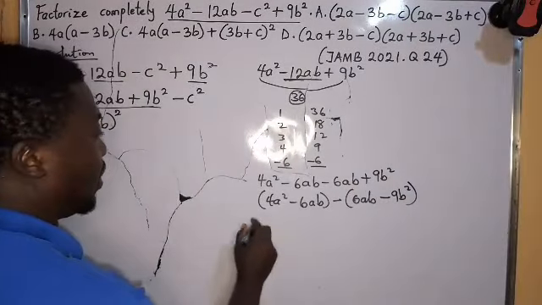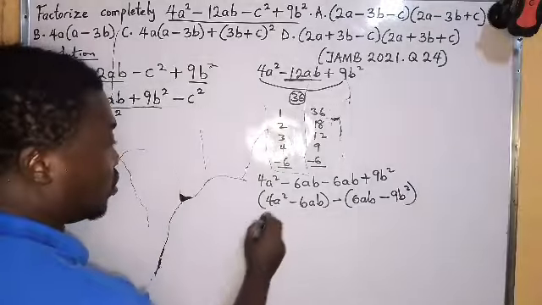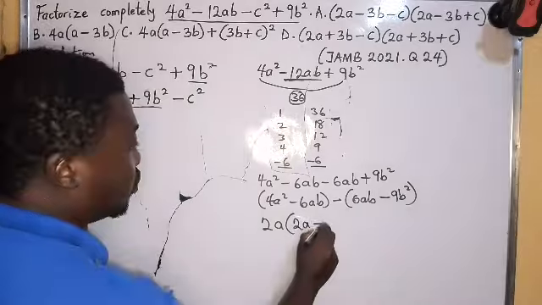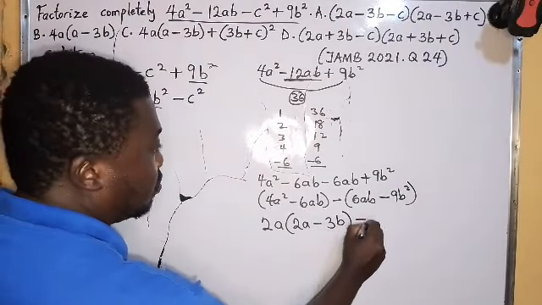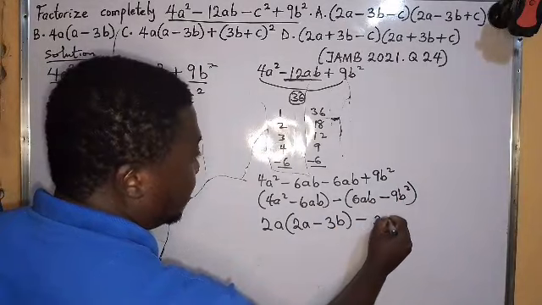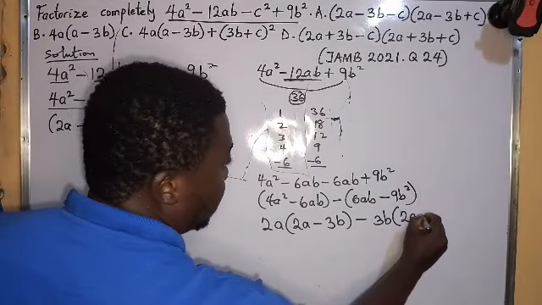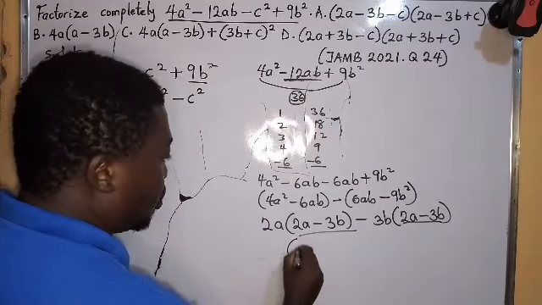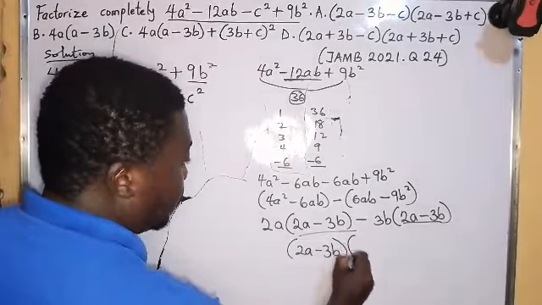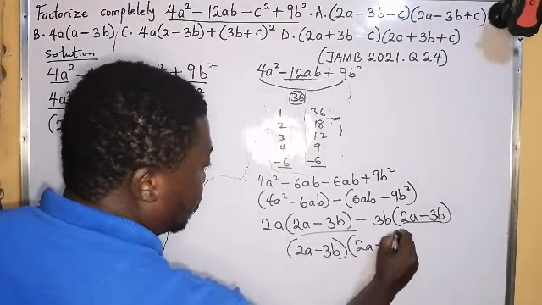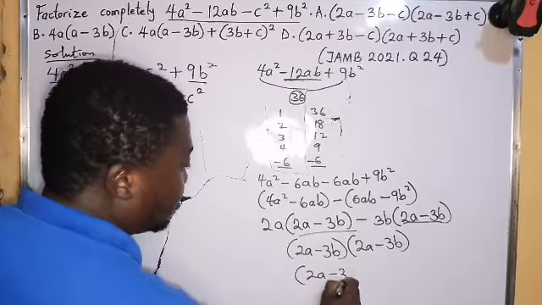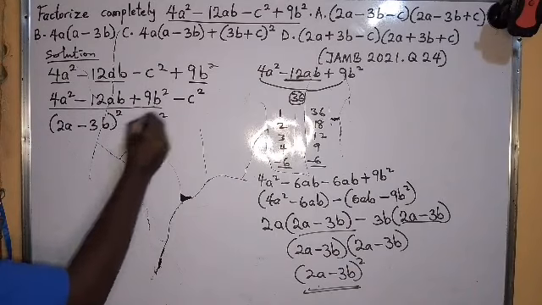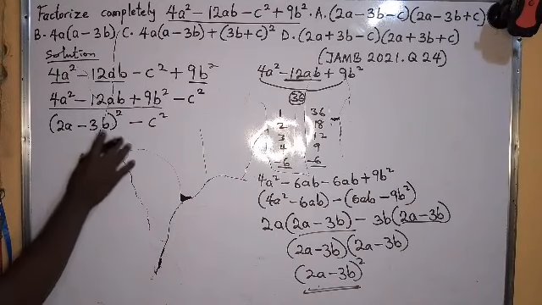So we can then factorize. We look for the common factor. What is the common factor we have here? 2a. This will give us 2a minus 3b. Then minus 3b, what can go? We have 2a minus 3b. So if we factorize, this is common. We have 2a minus 3b and 2a minus 3b, so that is 2a minus 3b all squared. So now we have 2a minus 3b all squared minus c squared.